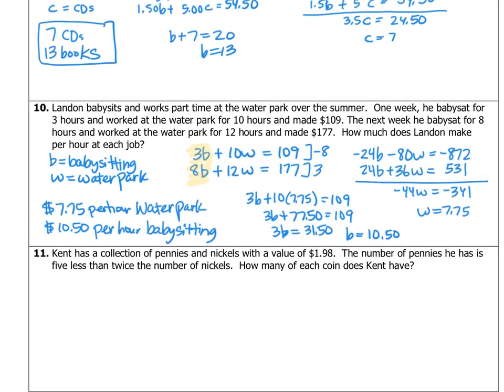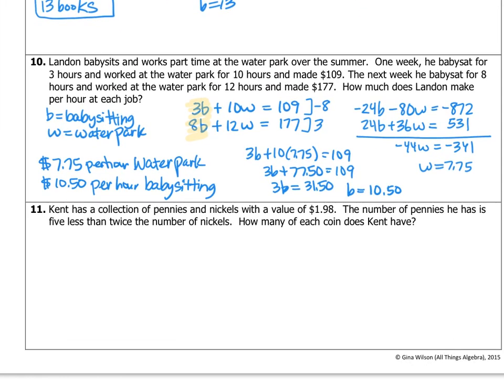All right, last one, number 11. Kent has a collection of pennies and nickels with a value of $1.98. The number of pennies he has is 5 less than twice the number of nickels. How many of each coin does Kent have?